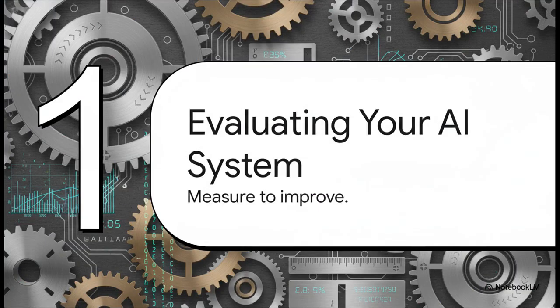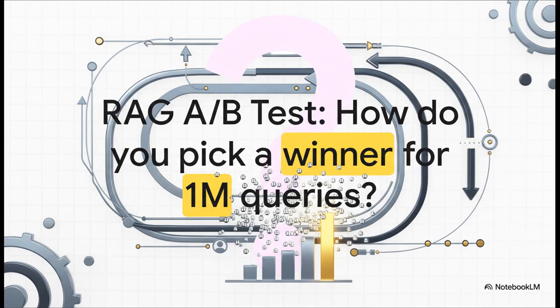First things first, evaluation. Honestly, this is the bedrock of everything else. Before you can make anything better, you have to define, with cold, hard numbers, what better even means. You've got to have the right metrics in place, or you're just flying blind. So, let's start with a classic scenario. You've got a RAG system, that's retrieval augmented generation, where the AI looks stuff up before it answers, and you've got two different versions of it. How do you actually prove which one's better when you have a million users hitting it every single day?